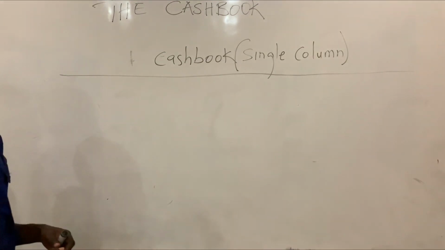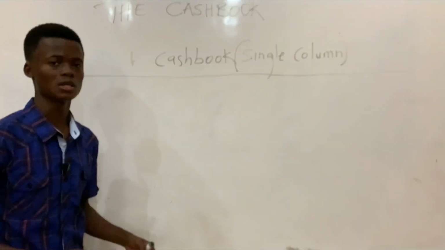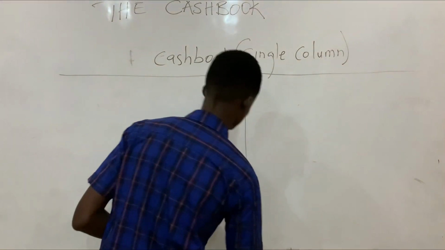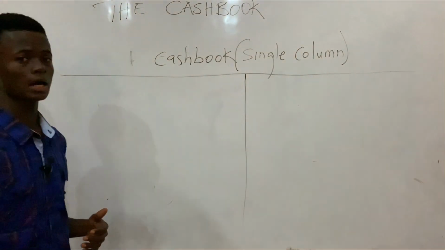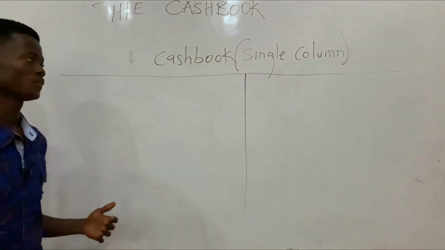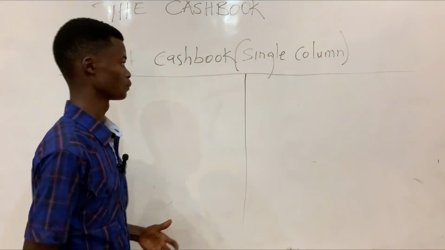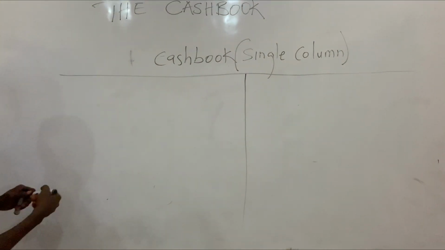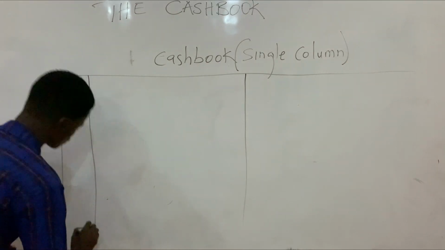So the single column, as any other account, has the debit side as well as the credit side. But in Cashbook, the debit side is regarded as the receipt side and the credit side is considered as the payment side. So on the debit side, as any other account, it has a column for dates. So it has a column for dates.